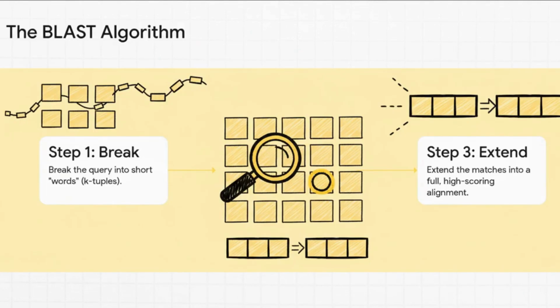First, it breaks your query sequence into a list of short words. Second, it scans the whole database looking only for exact matches to those words. And then finally, once it gets a hit, it takes that small match and extends it outwards to build a full alignment. So let's look at each of those steps.